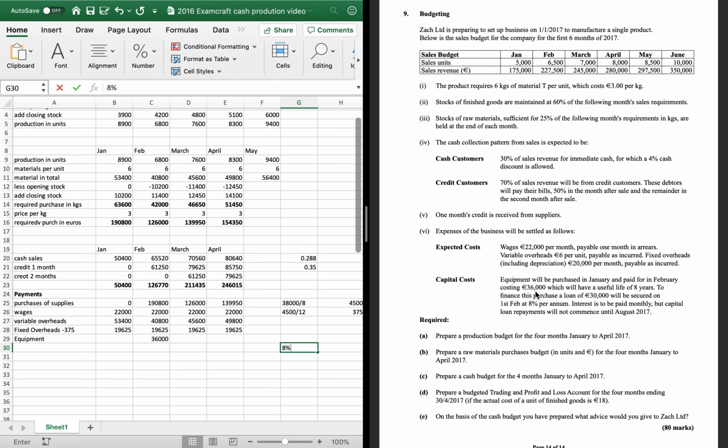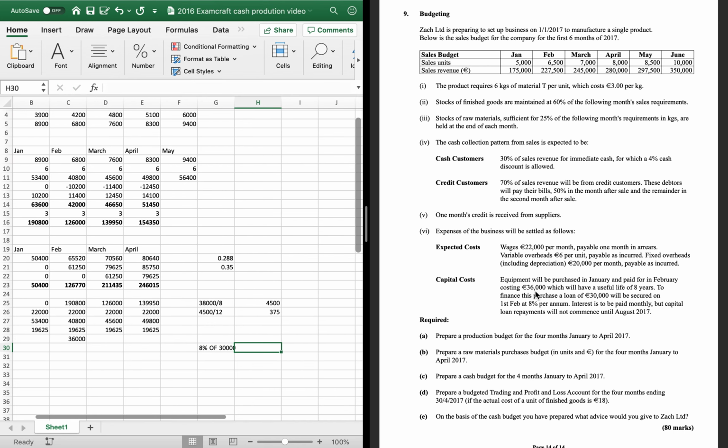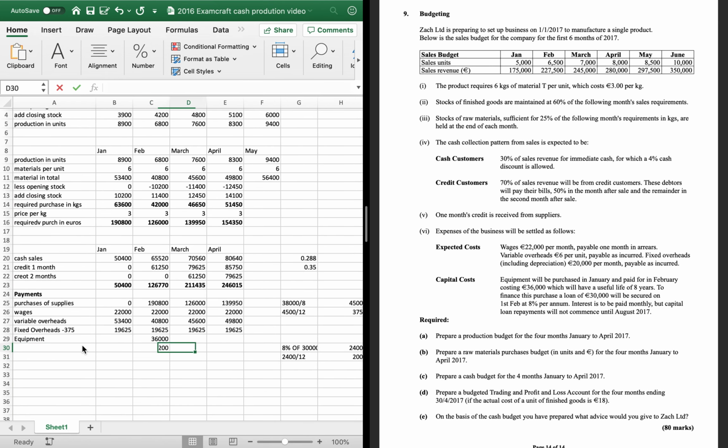So 8% of 30,000 gives you a year's interest. We have to work out what it is per month. So per year it's 2,400. So per month it's 2,400 divided by 12, which is 200. So that 200 euros interest gets paid every month, from February. So you have three of them. Okay, that's our loan interest.